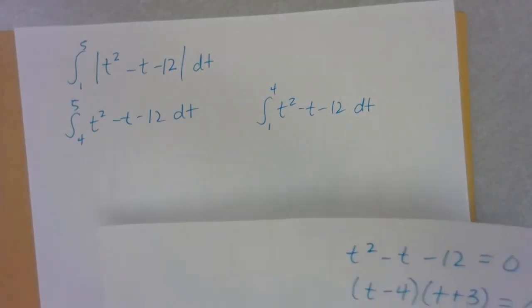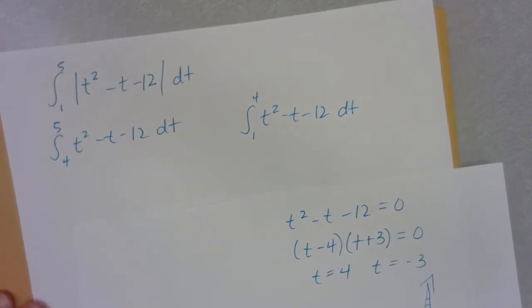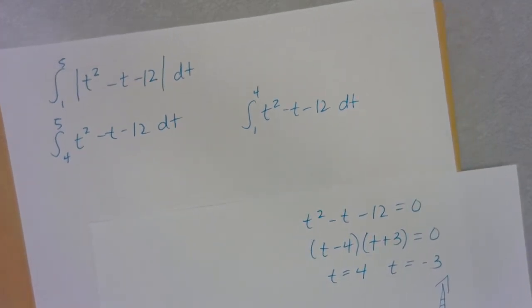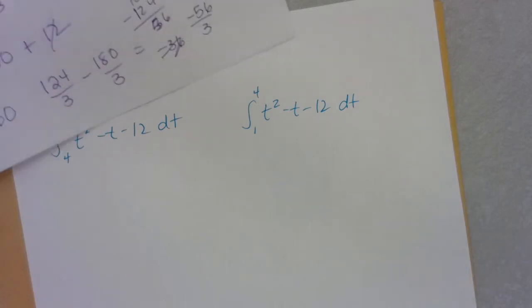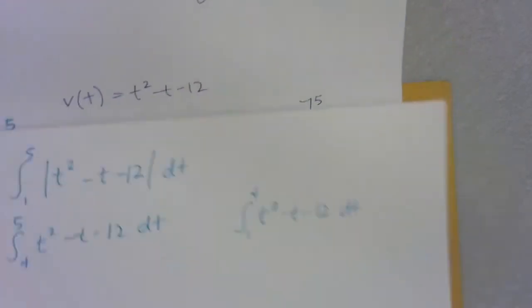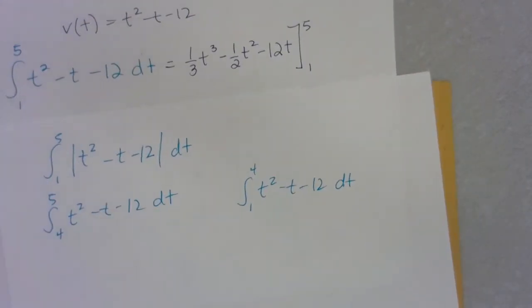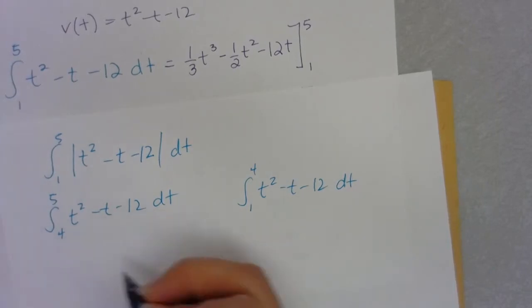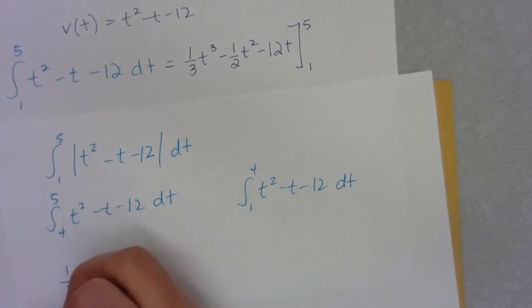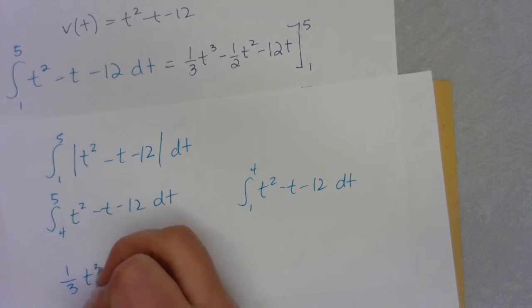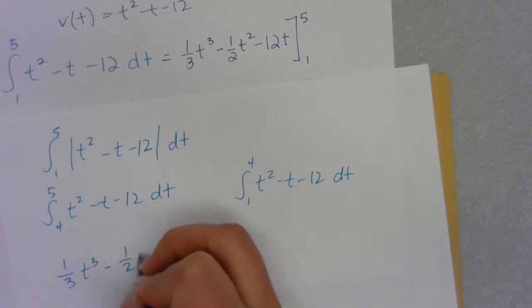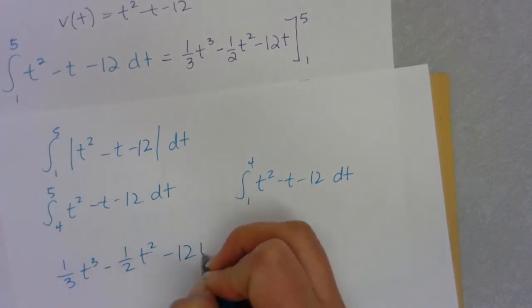Okay, so now we don't have to do the antiderivative again twice because we already know what the antiderivative is from this previous page here. So let's copy this down here. I'm just going to write it once: 1/3 t cubed minus 1/2 t squared minus 12t.